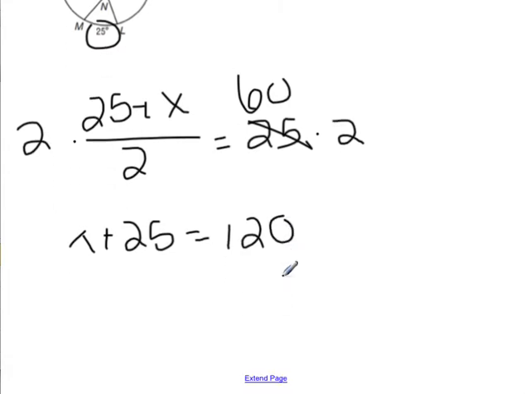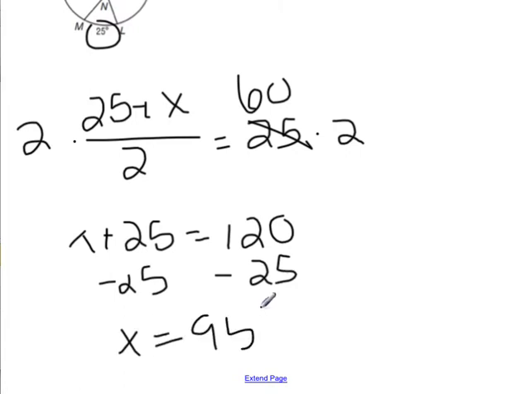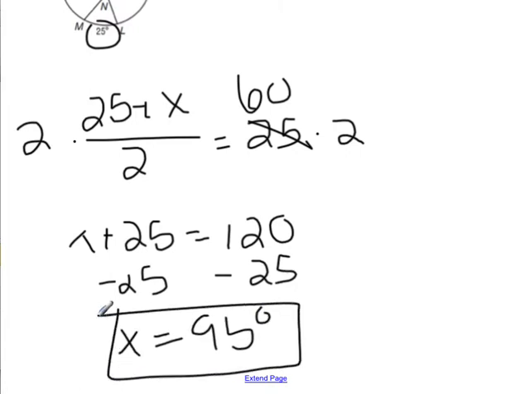So then I'm going to take 120 and I'm going to subtract 25 from both sides. And when I do that, I end up getting that x is equal to 95 degrees. So the degree of that arc is 95 degrees.